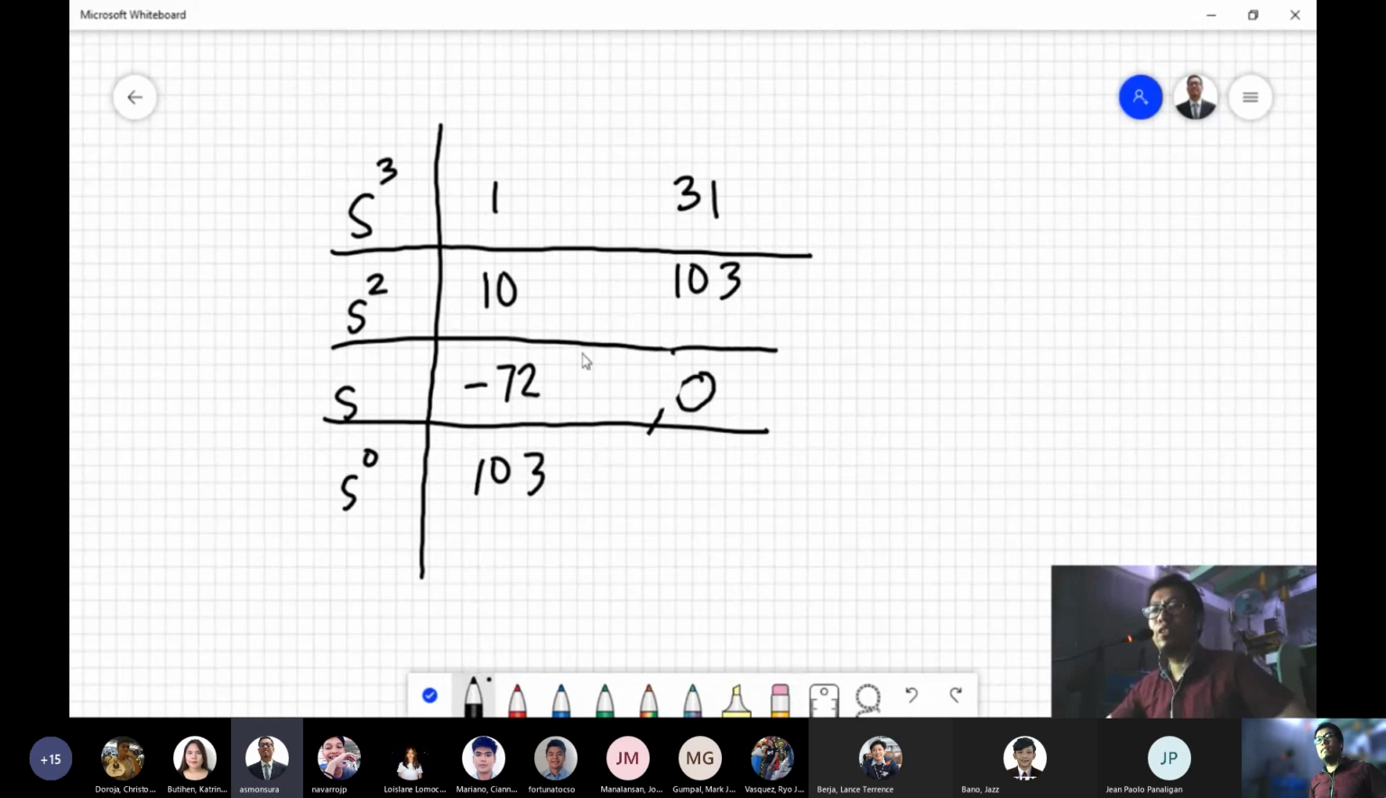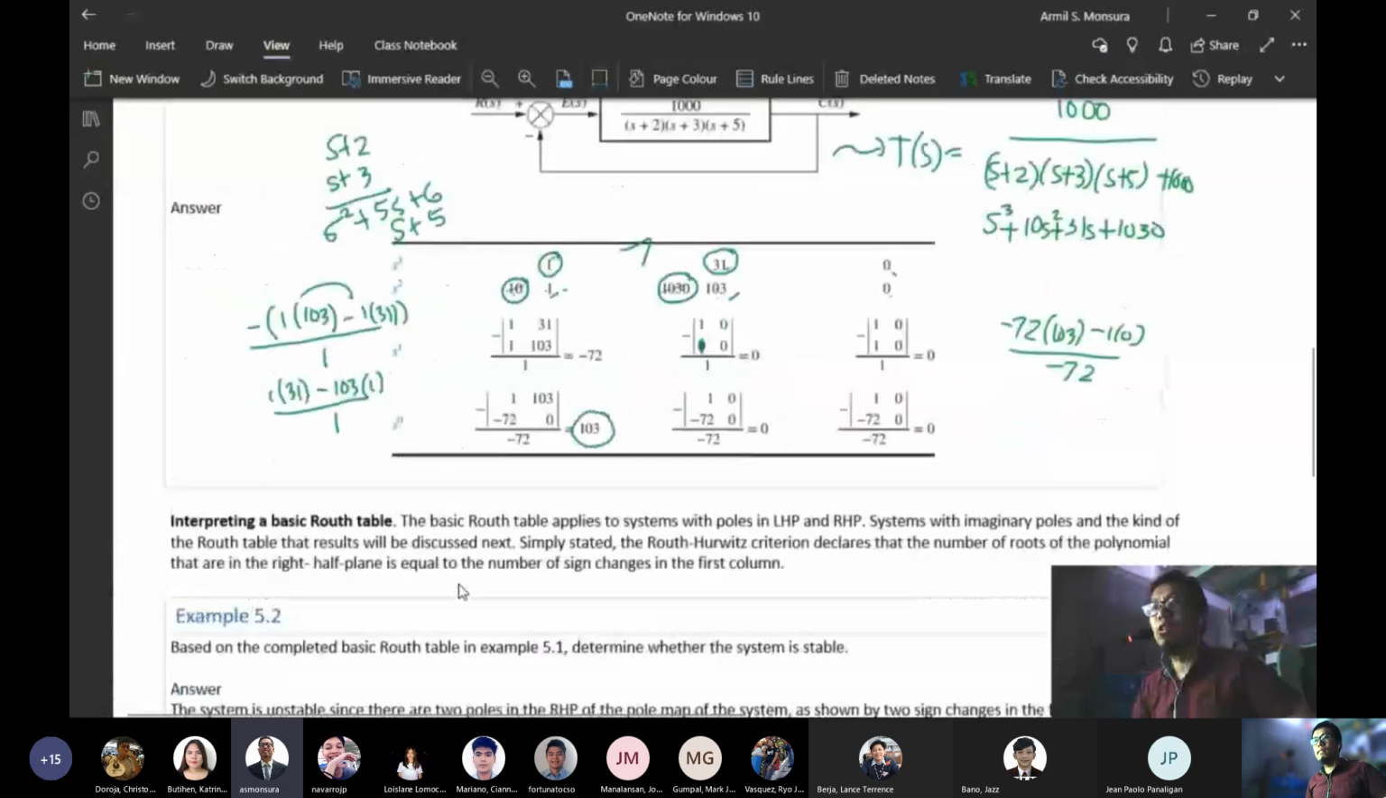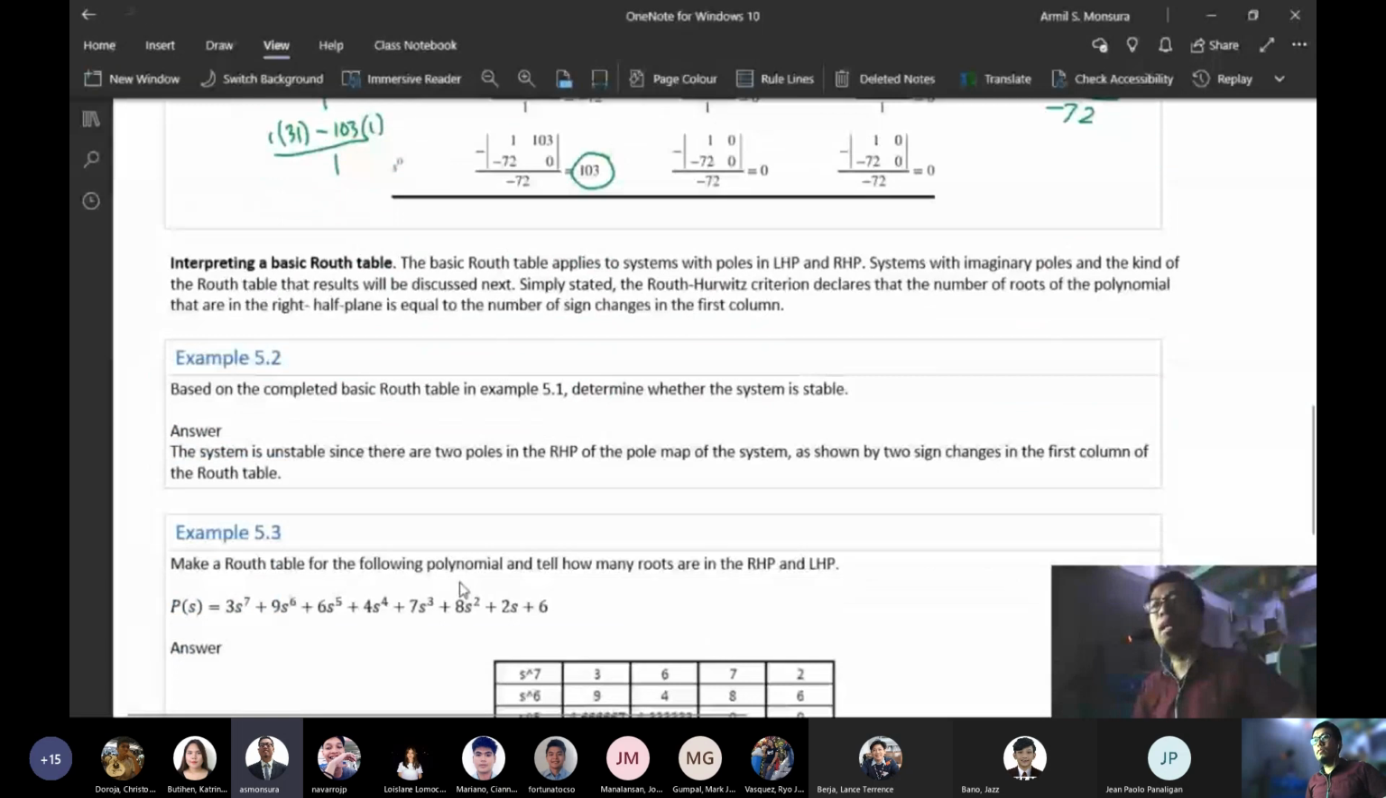So, ito na yung kompletong route table natin. Okay. So, what is next after we are done with the route table? Okay. So, this is now the time that we will have to interpret yung basic route table. Okay. So, the basic route table applies to systems with poles in the left half plane and the right half plane. Okay. When you say basic route table, ito yung walang mga zero sa first column.